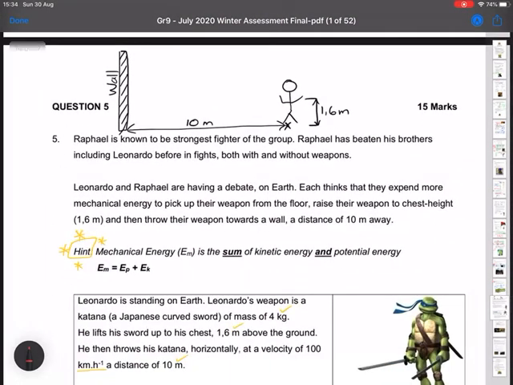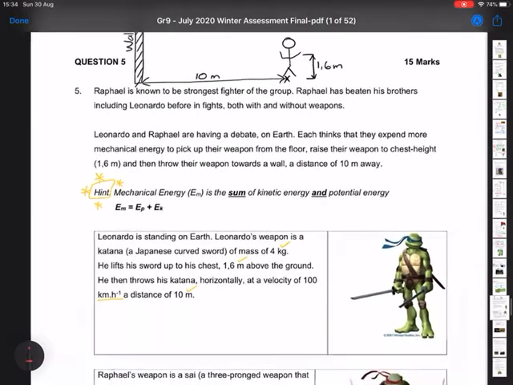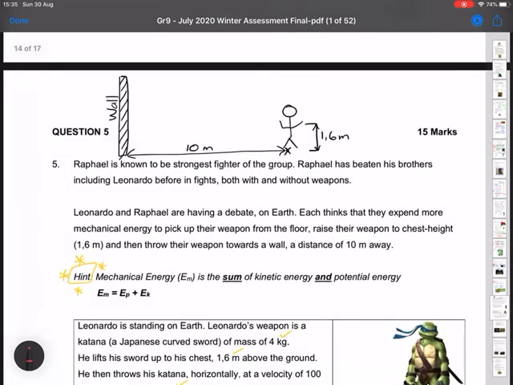Alright, last question for the winter assessment. The weapons of mass. We've got Raphael, known to be the strongest fighter in the group. Raphael's beaten his brothers, including Leonardo, before in fights. Both were done without weapons. They're having a debate. Each think that they expend more mechanical energy. And if you don't know what mechanical energy is, it's fine because it's explained over here. More mechanical energy to pick up their weapon from the floor.